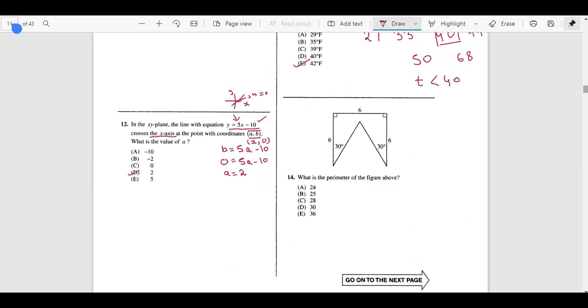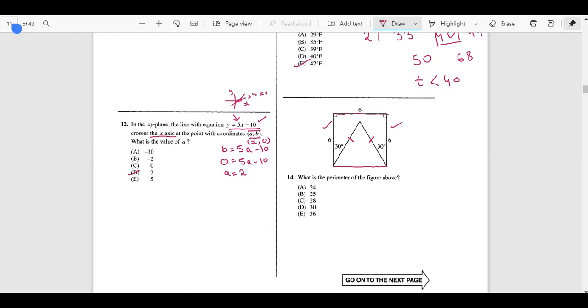All right. Let's talk about this 14th question now. What is the perimeter of the above figure? Whenever we're finding perimeter, we basically have to sum up all the sides. This side is 6. We know that we have this side, we have this side. We need to find this side and we need to find this side. How are we going to find these sides? By thinking of it as a triangle.